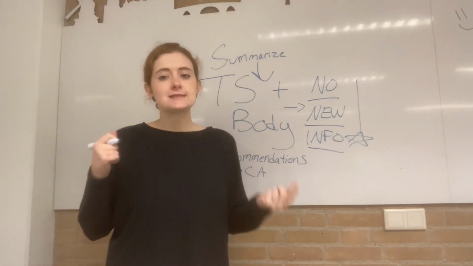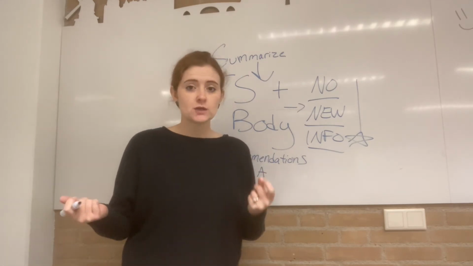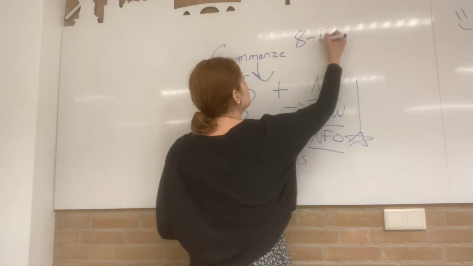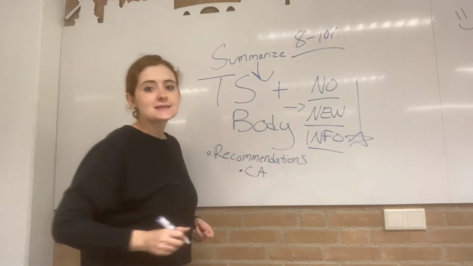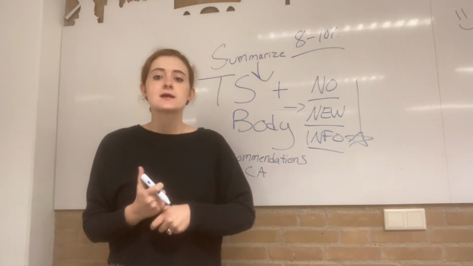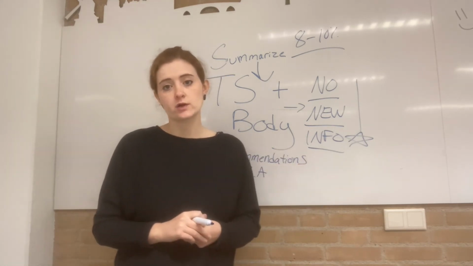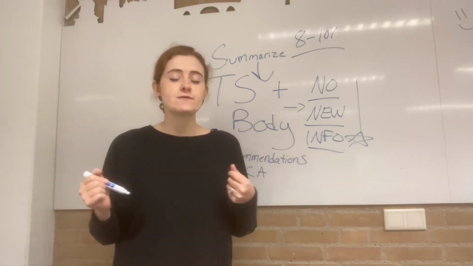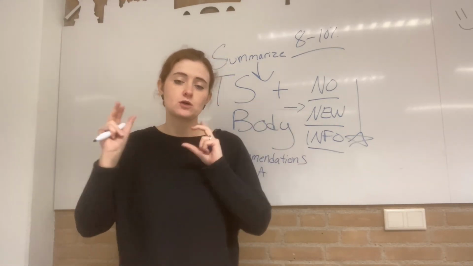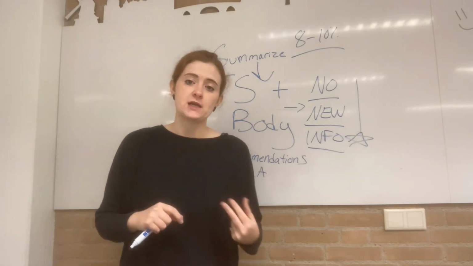And just to give you an idea of how long both the introduction and the conclusion should be, it's generally about 8 to 10% of your entire paper, okay? So let's say your entire paper was 1,000 words, then you shouldn't have more than 100 words in your introduction and or in your conclusion. Now, these are not hard and fast rules, but they are good guidelines to follow to make sure that there is a good balance between the introduction and conclusion paragraphs and the body paragraphs.